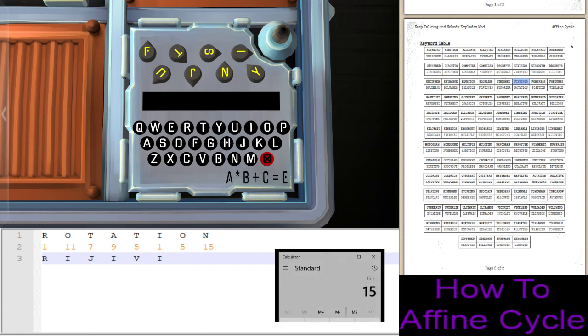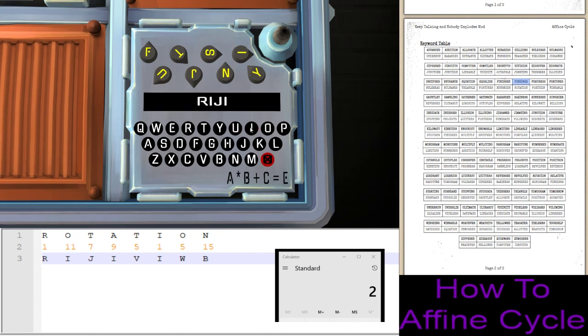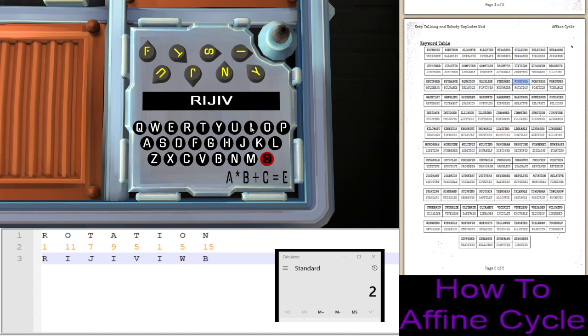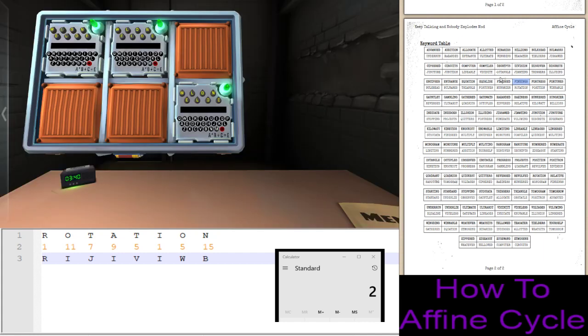O is 15 times the 5. Subtract 26, it's a W. N is 14 times 15. Subtract the 26 repeatedly, we get 2. And there's our answer. So my answer to this one is going to come out to be Romeo, India, Juliet, India, Victor, India, Whiskey, Bravo, and there we go. And that is a complete set of affine cycles.